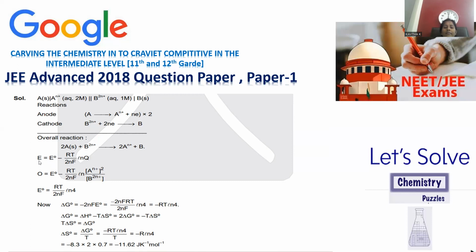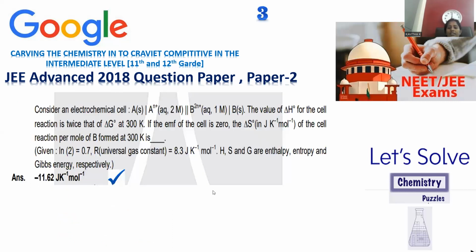E cell is the EMF of the cell. E naught is the standard electrode potential. R is the universal gas constant. T is mentioned as 300 Kelvin. 2n is nothing but the valency, and F is the Faraday. Next is the ln value. Q is the concentration quotient.